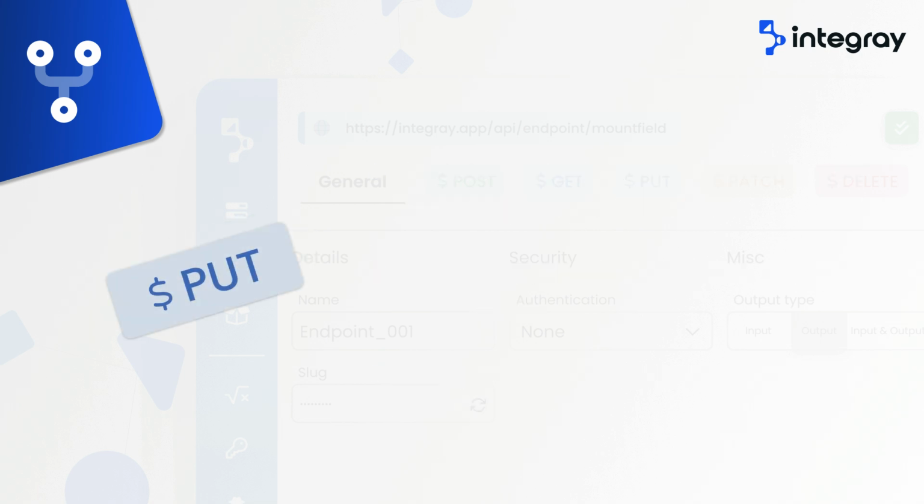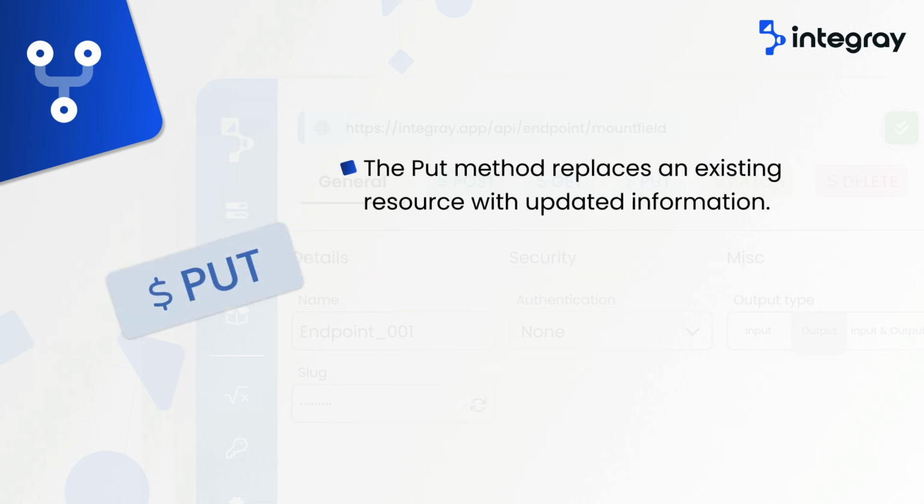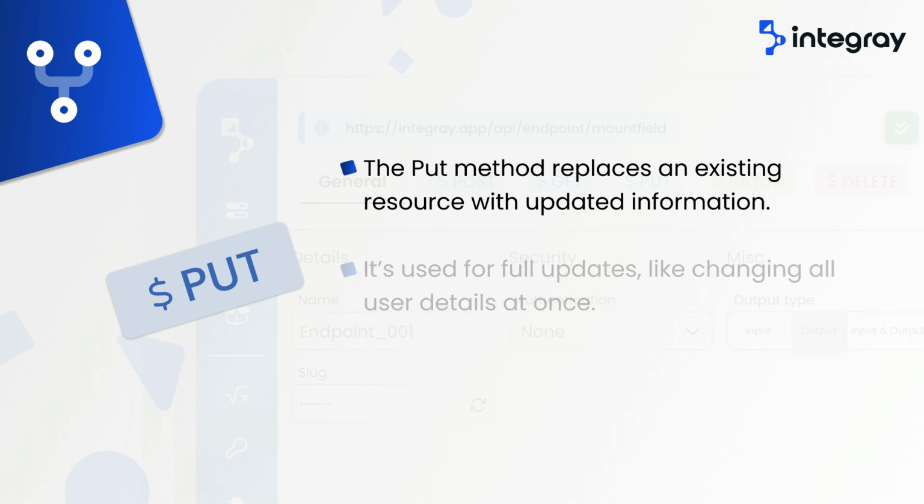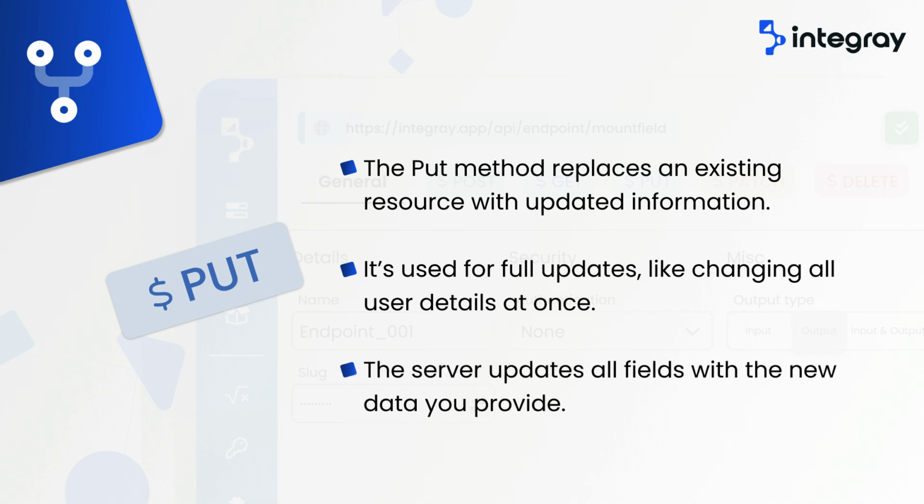The put method is like saying, I have the whole thing here, just replace what you've got with this. You'd use this when you want to fully update a resource. So, if you have a record of a user and you want to update all their information, you'd use put to send the updated user data to the server.